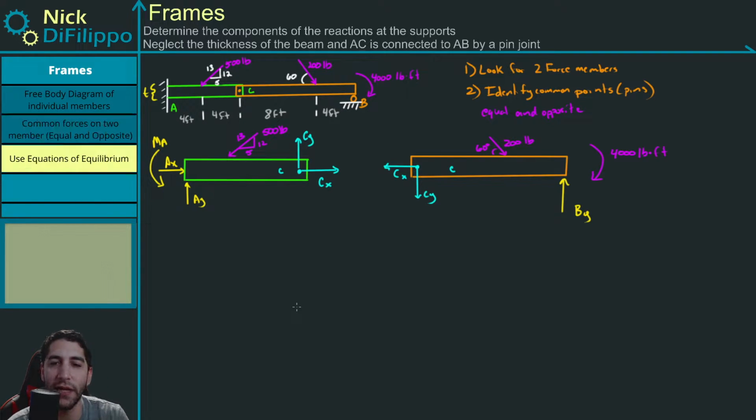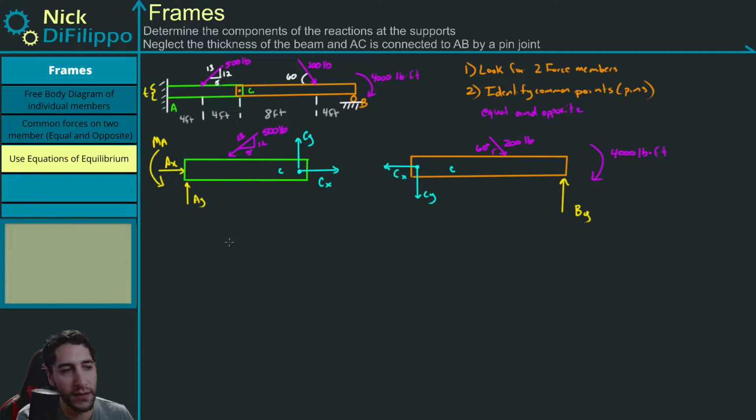Okay, so we've identified all of the common forces on our two members. And the next thing we need to do is use our equations of equilibrium for each of our free body diagrams. As you get more comfortable with these problems, you could probably skip around a little bit and you can see that this is going to be the easier member to work with first. But when you're starting out, as long as you stay disciplined and organized, you'll still get the same answer. It just might not be as direct.